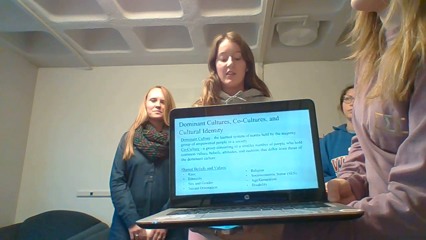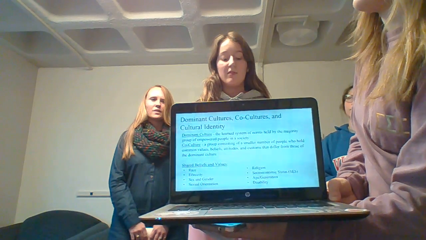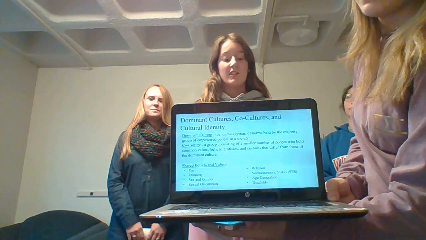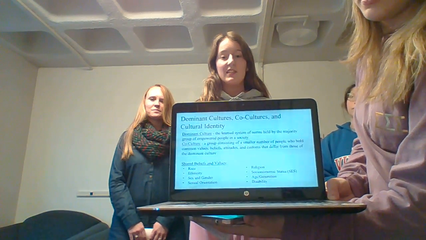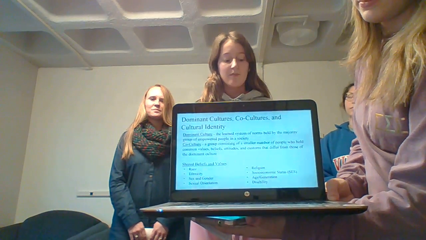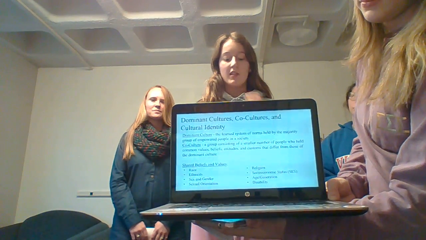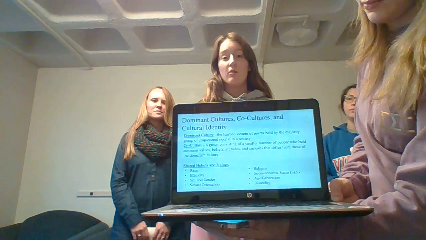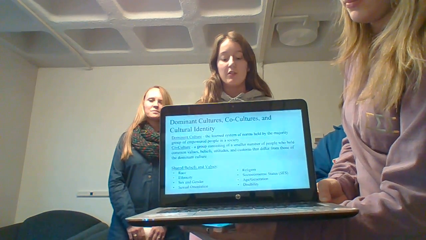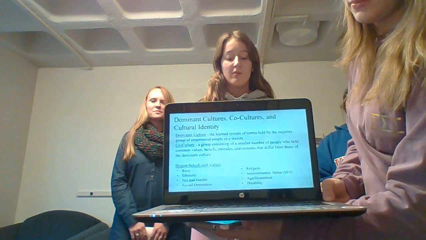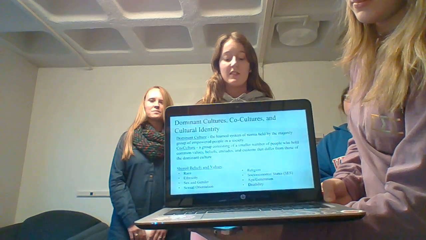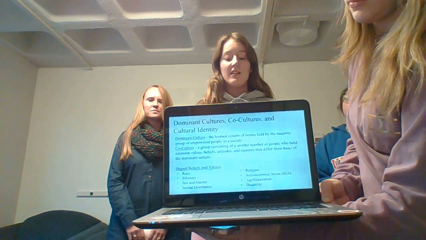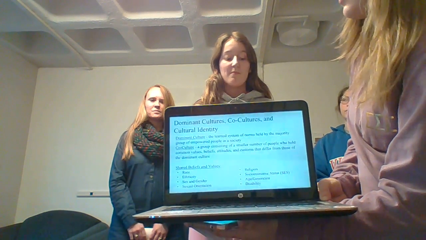The dominant culture has gradually become less accepted because people respect and honor the diversity of cultures. Cultures can now coexist without having to conform to each other. In addition to dominant culture, a person may identify with one or more co-cultures. A co-culture is a group consisting of a smaller number of people who hold common values, beliefs, attitudes, and customs that differ from those of the dominant culture.